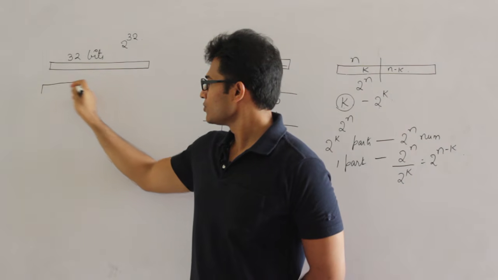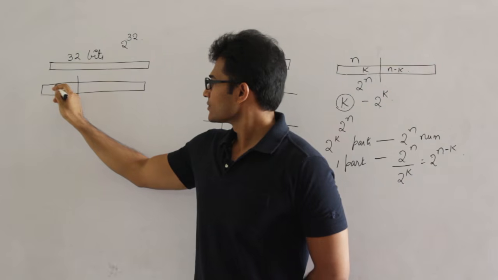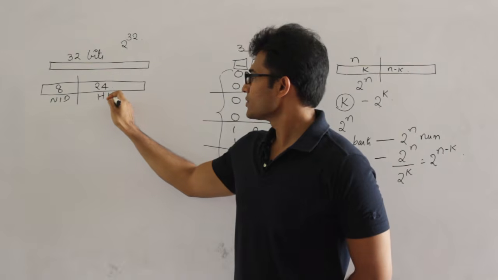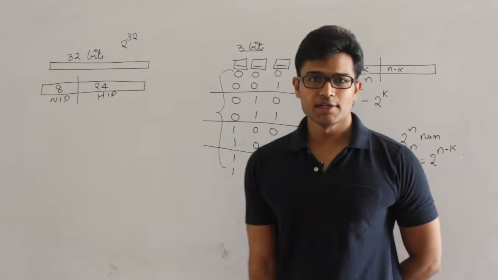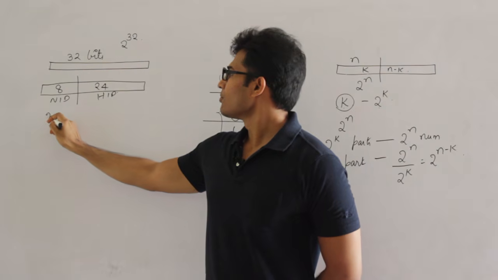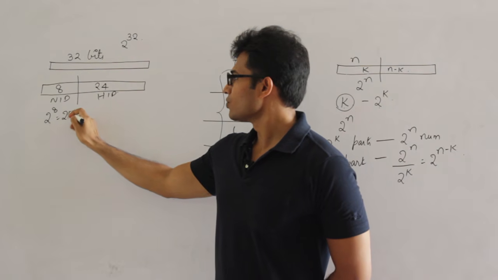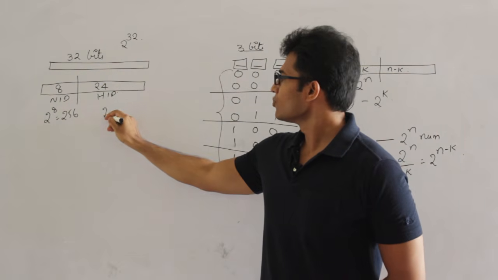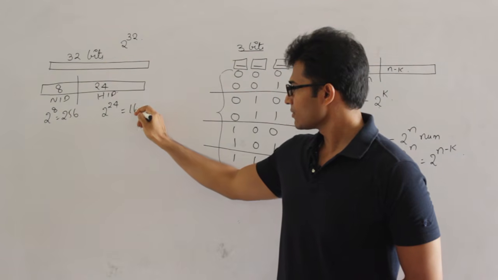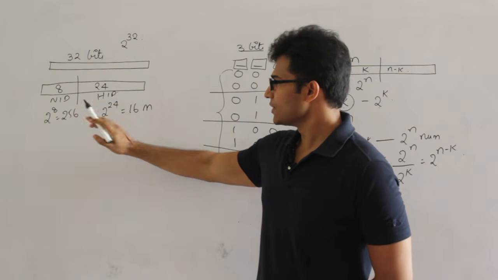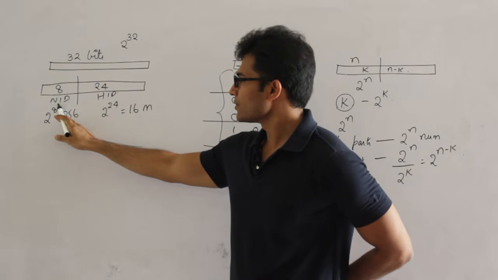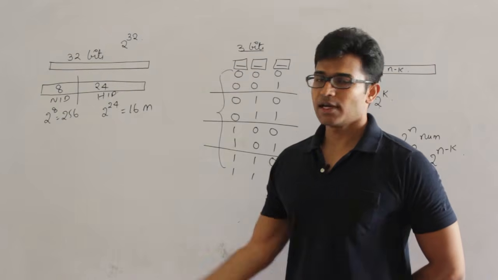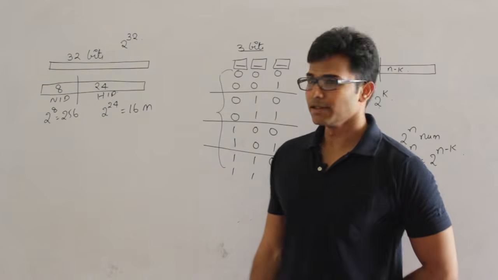They divided this 32 bits into 8 bits of network ID and 24 bits of host ID part. With 8 bits of network ID, how many networks do we get? 2 power 8, which is nothing but 256. And with 24 bits, what is the size of each network? 2 power 24, which is nothing but 16 million hosts. So if I use this classification of 8 bits for network ID and 24 bits for host ID, I am going to get roughly 256 networks, and the size of each network is going to be 16 million.